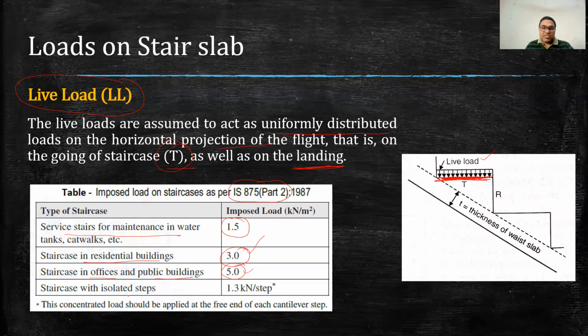Now if we are designing isolated steps, in that case we take live load as 1.3 kilonewton per step, and we consider this load at the free end of the step. For example, if a cantilever step is like this, we will consider load at the free end as 1.3 kilonewton, in case of cantilever step design. That is what is mentioned here as a star mark.